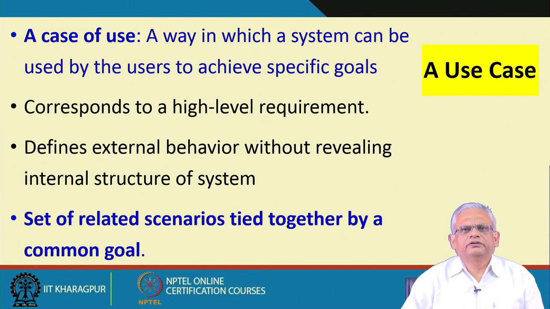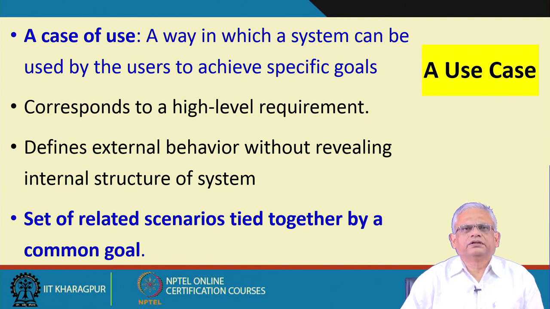In one scenario, a member tried to issue a book, produced the library card, it was scanned and it was recorded, the receipt printed and the member could get the book. But in another scenario of use, the member produced the book and the library card and then the system displayed that you are over quota, cannot issue the book. Please return some books and then only you can issue the book. So, that is another scenario.